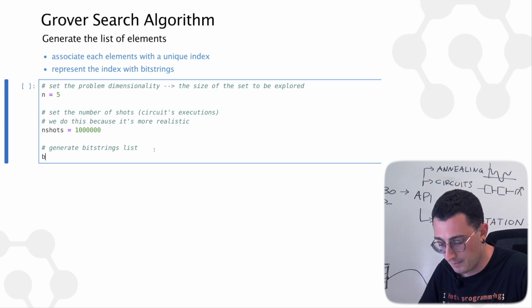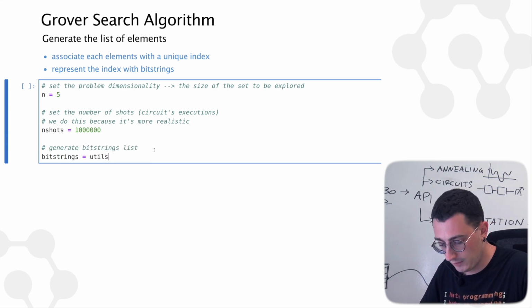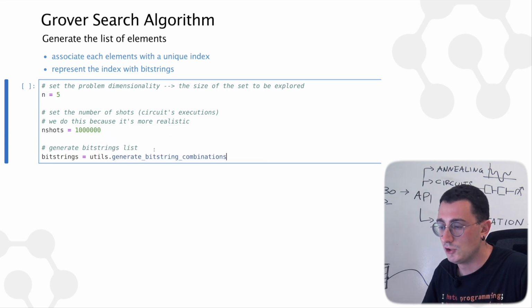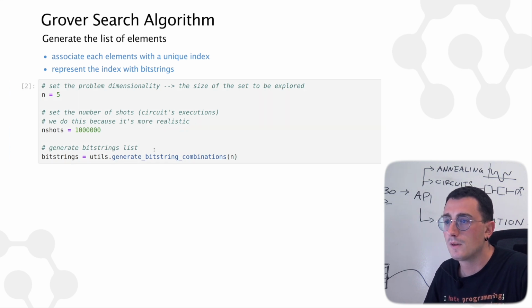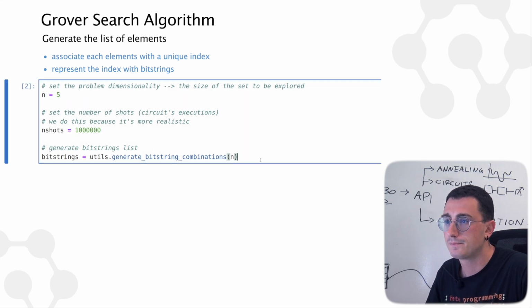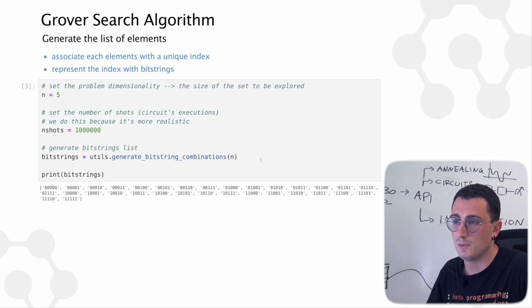So we can call bit strings equal to utils dot generate bit string combinations, and then we just need to provide the number of digits we want in the string. Perfect. We can also print the list. Print bit strings. As you can see, we have all the possible combinations of zeros and ones inside a string of length 5.